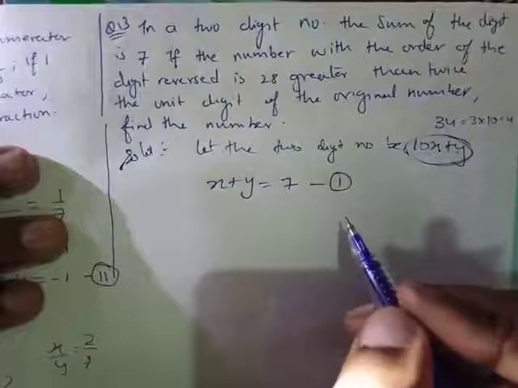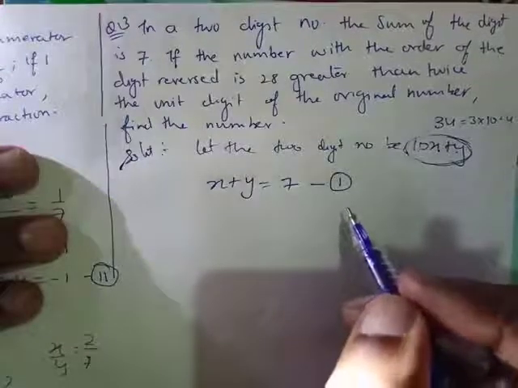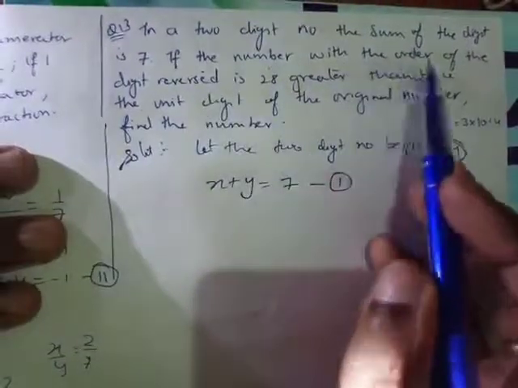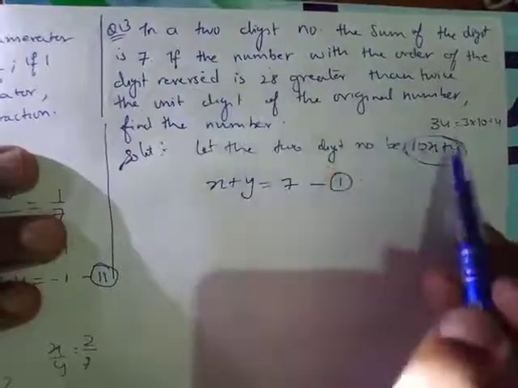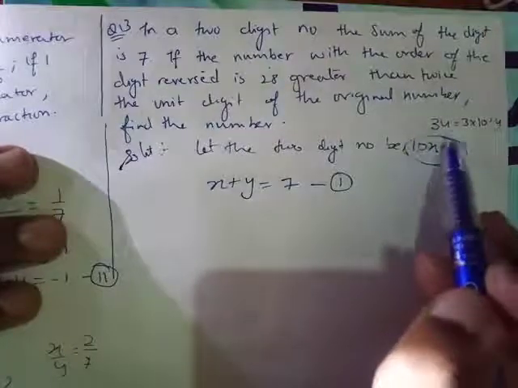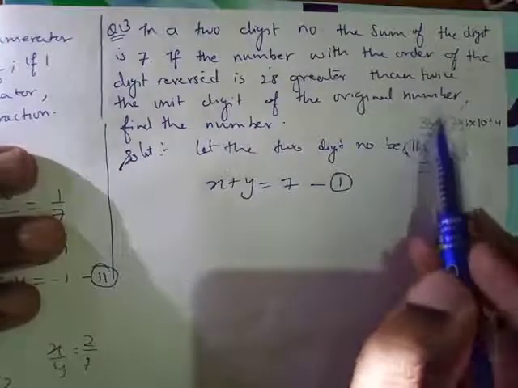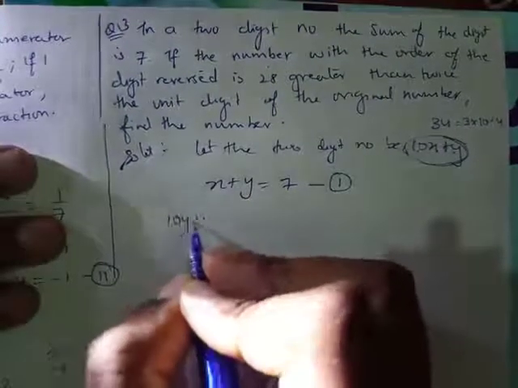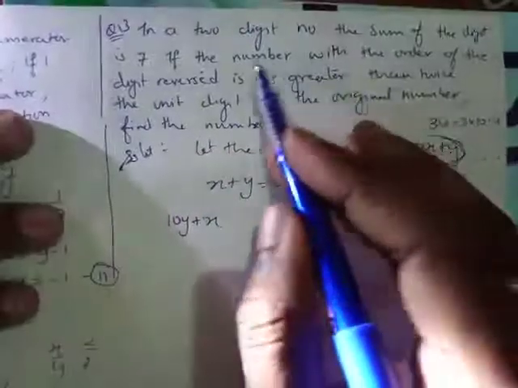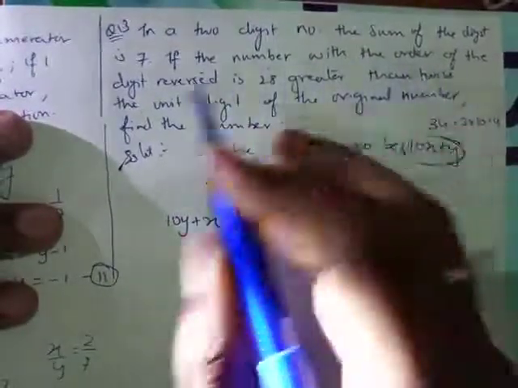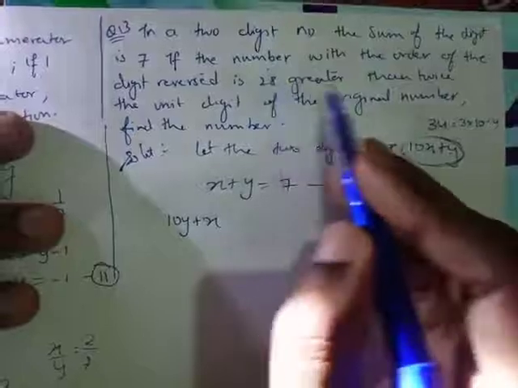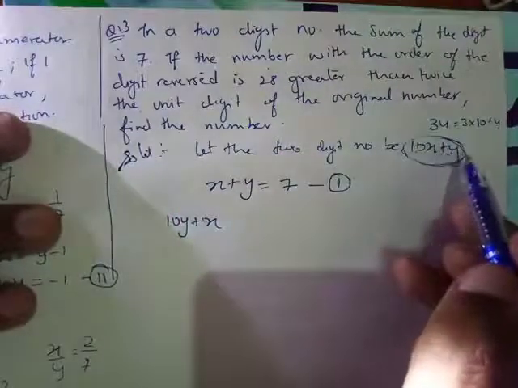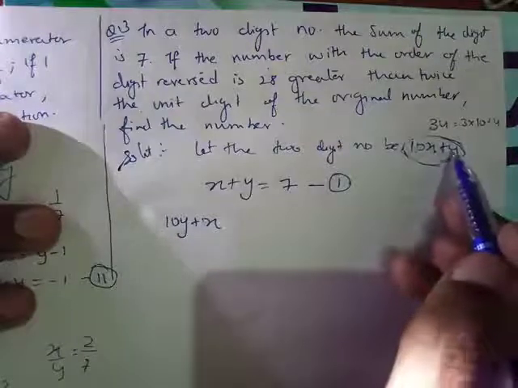Now I have to work on my second equation. Let's see how. It says, if the number with the order of the digits reversed, this was the order. If it is 34, make it 43, reverse the order. So what I'm going to get is 10y plus x. Then, if the number with the order of the digits reversed is 28 greater than twice the unit digit of the original number. See, what is the original number, this one, and what is the unit digit, y.